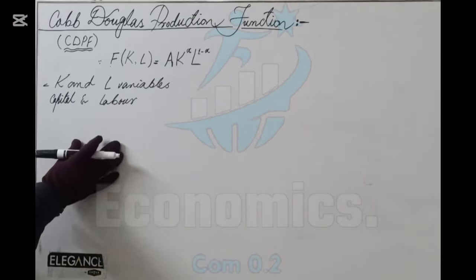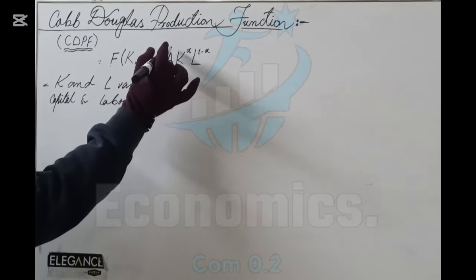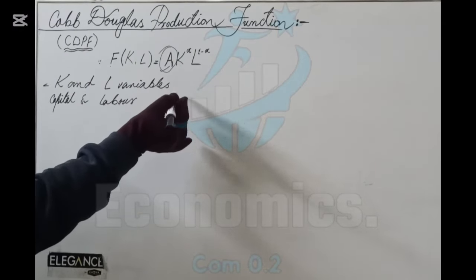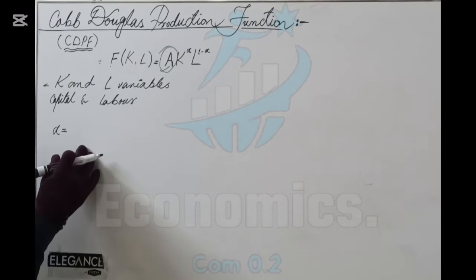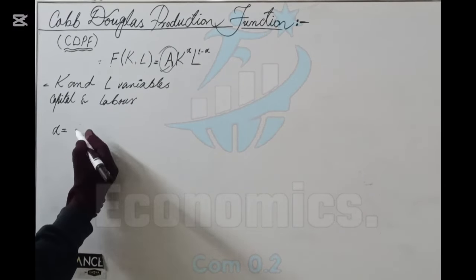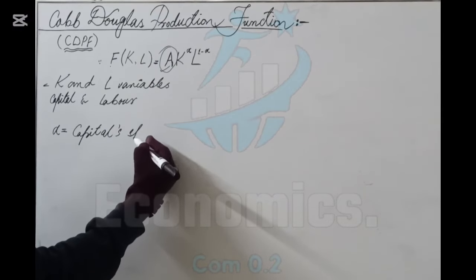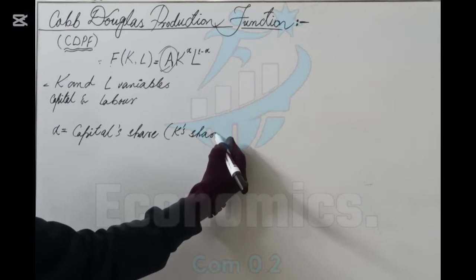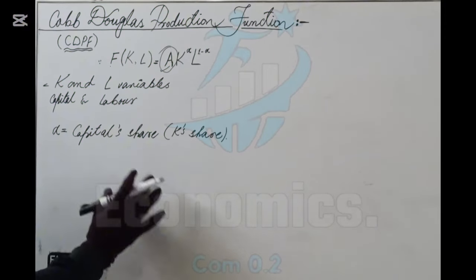You are already familiar with A. It is a parameter representing productivity. Basically, the higher A is, the higher the total output will be. Alpha is another parameter, and we call it the capital share, or K's share. It's kind of a strange name, but at the end of the video it will make sense.